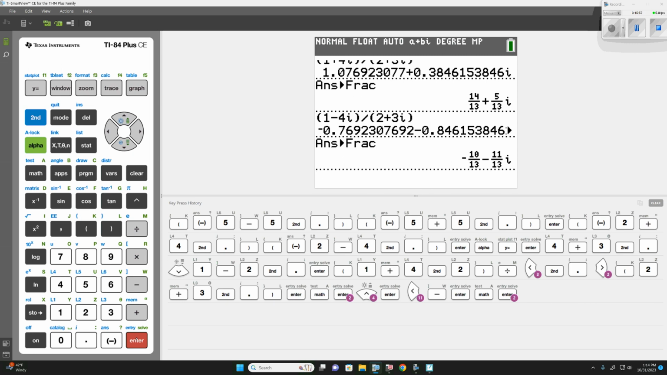What did you type in? 1 minus 4i divided by 2 plus 3i. And then you hit math, enter, enter. So we all get negative 10 thirteenths minus 11 thirteenths i.